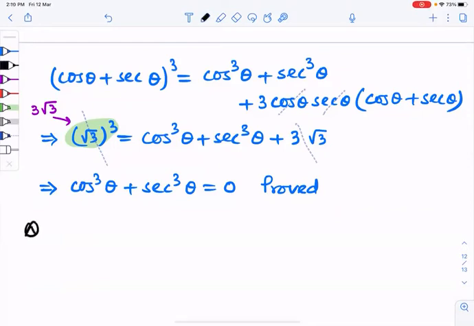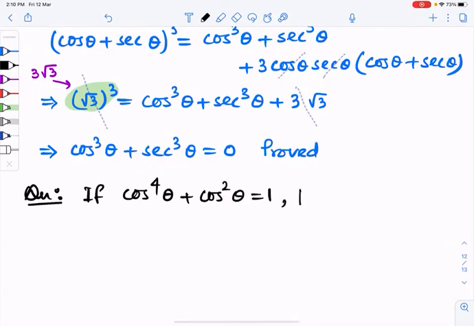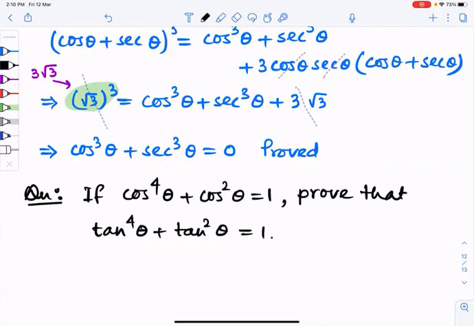Next question. If cos to the power 4 theta plus cos square theta equal to 1, then prove that tan to the power 4 theta plus tan square theta is also equal to 1. You have to prove. Okay, so what is the approach? This is given.